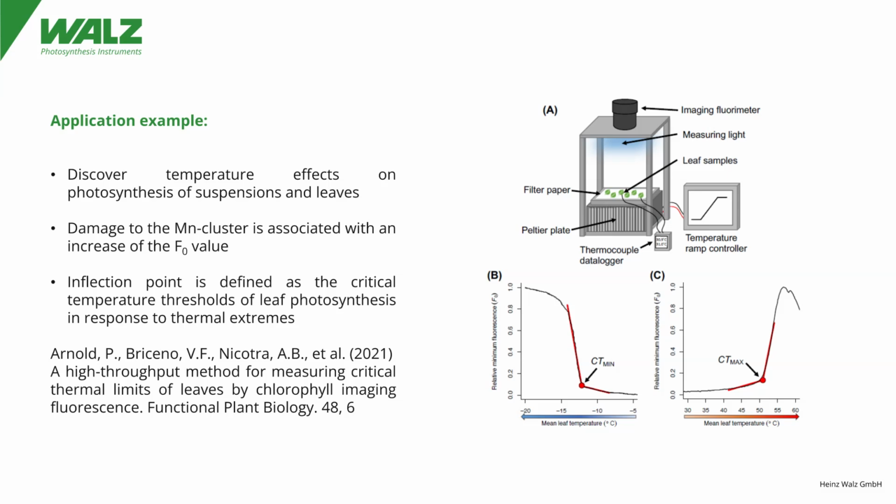The inflection point of this increase is defined as the critical temperature, above which significant damage to the manganese cluster begins to occur. A similar increase in F0 can also be observed when the temperature is lowered below 0 degrees Celsius. In this case, however, the manganese cluster is not damaged. Instead, at very low temperatures, the electron transfer from QA to QB on the acceptor side of photosystem 2 significantly slows down or stops. Overall, such experiments help to estimate the critical temperature thresholds of photosynthetic performance, and these changes can be clearly visualized using chlorophyll fluorescence imaging.